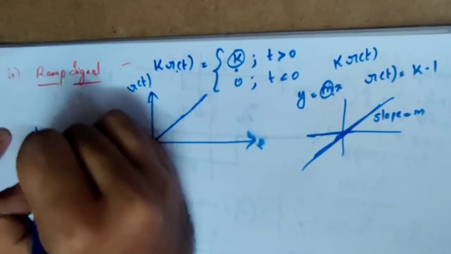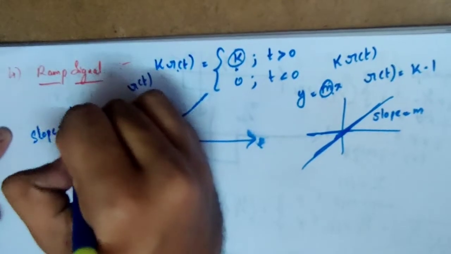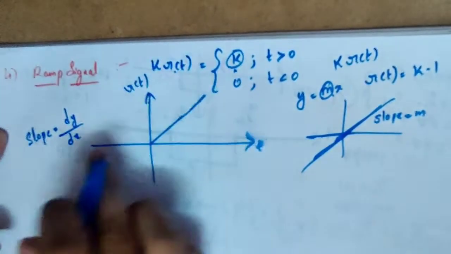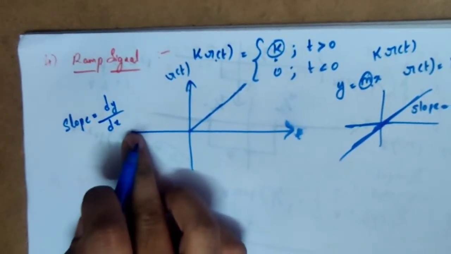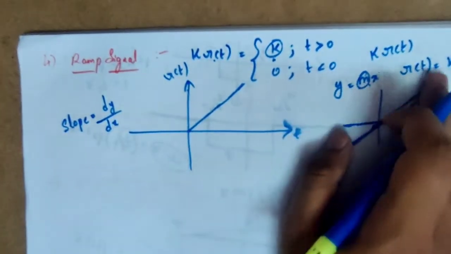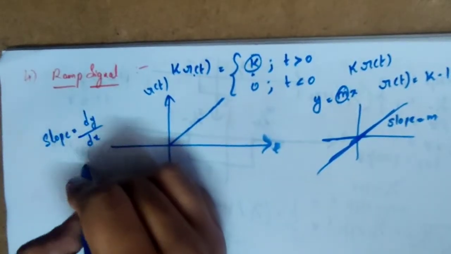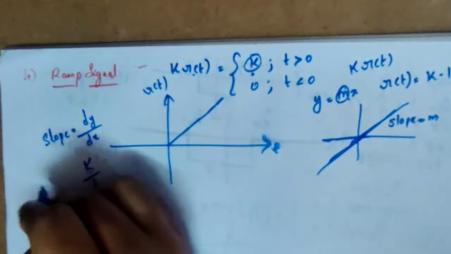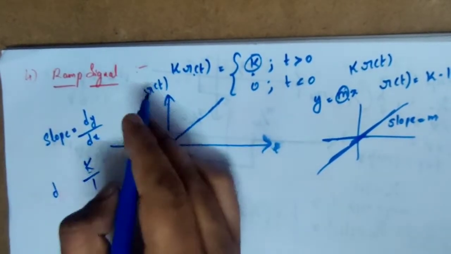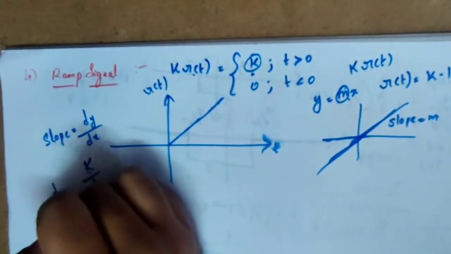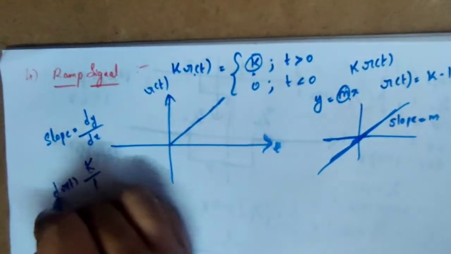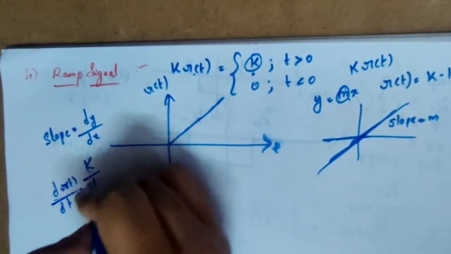Slope is nothing but change in y-axis divided by change in x-axis, right? Nobody would be having any doubt regarding this. So what do we have here as slope? We are having k divided by 1. So change in y, what is change in y? dr of t by dt is equals to k by 1.